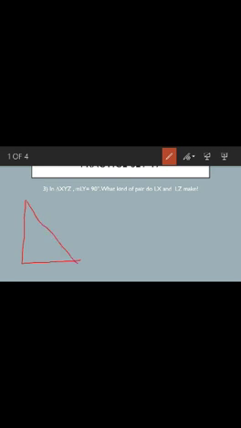See, this is a right triangle X, Y and Z. In that, angle Y is 90 degrees. So we need to find out angle X and angle Z. Okay, now see students, angle Y is 90 degrees.